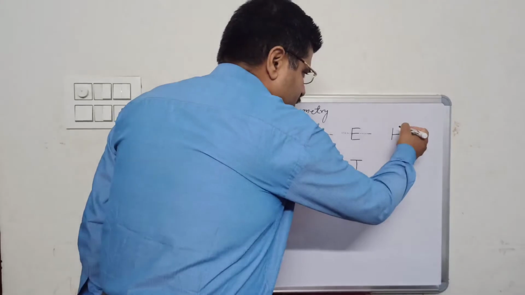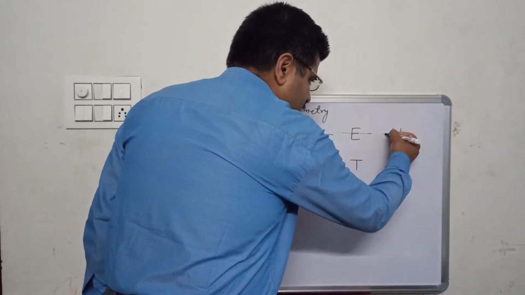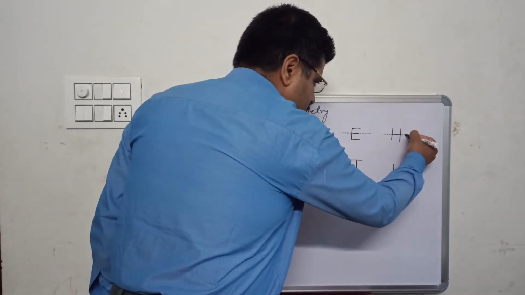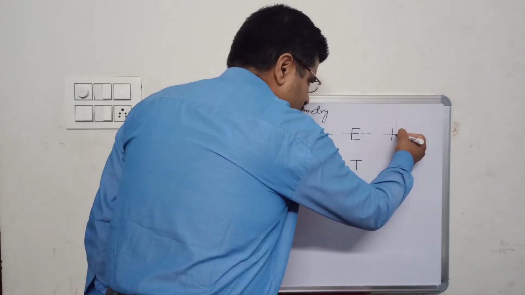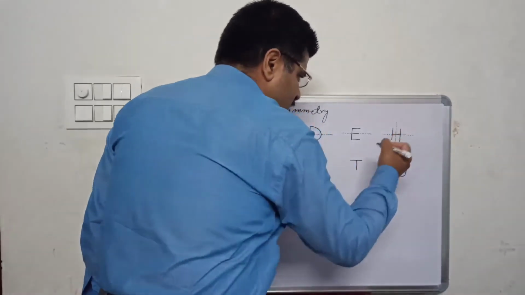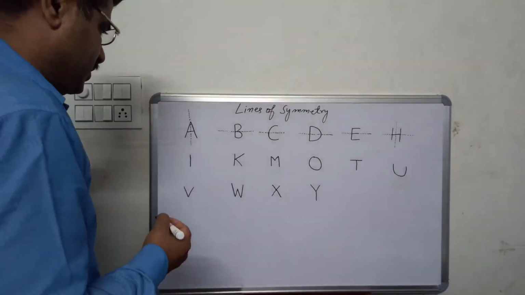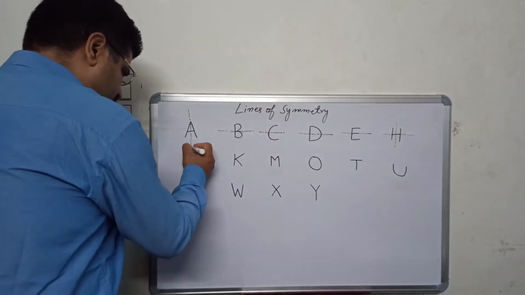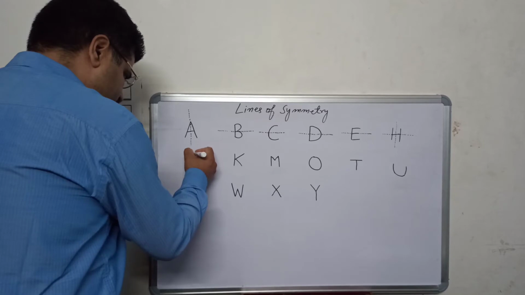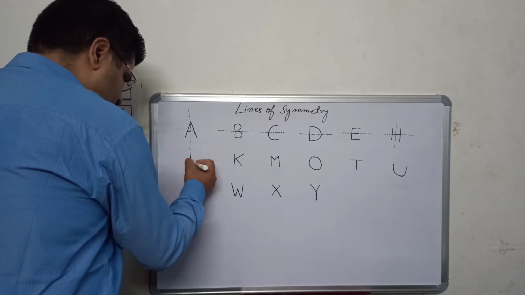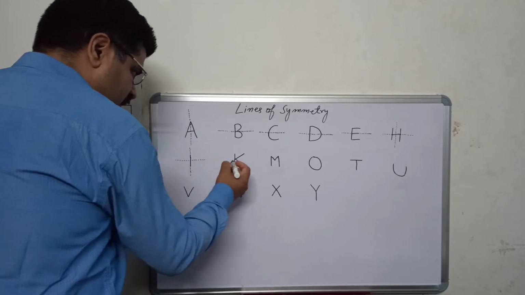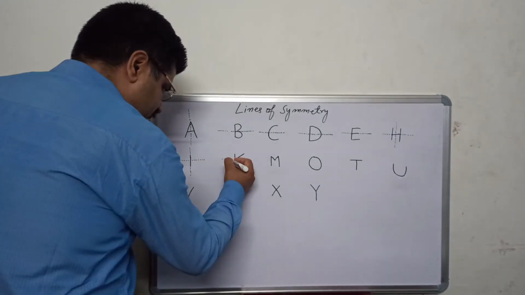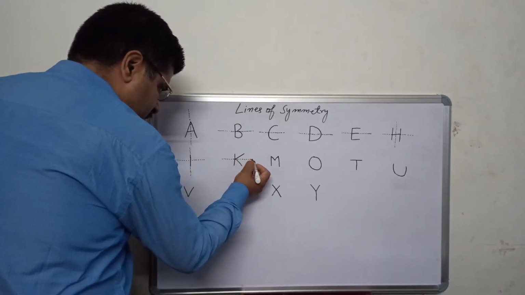Line of symmetry of H is horizontal as well as vertical. So it is the line of symmetry of H. Line of symmetry of I is vertical as well as horizontal. Line of symmetry of K is horizontal.